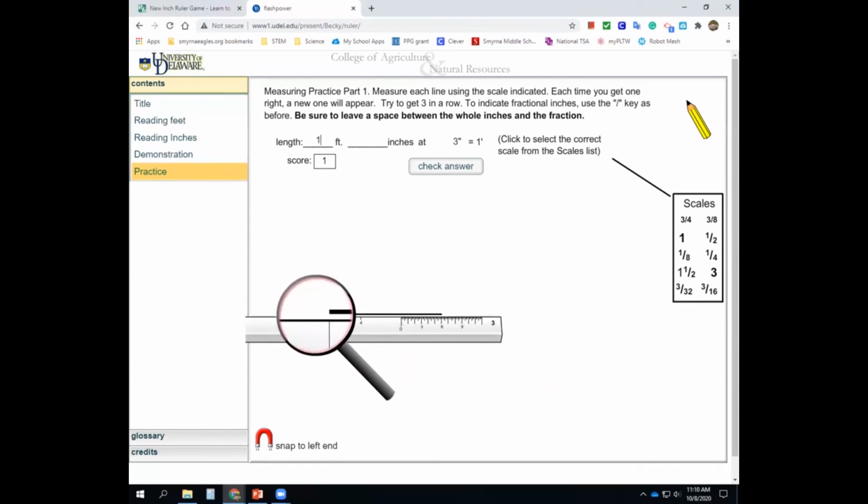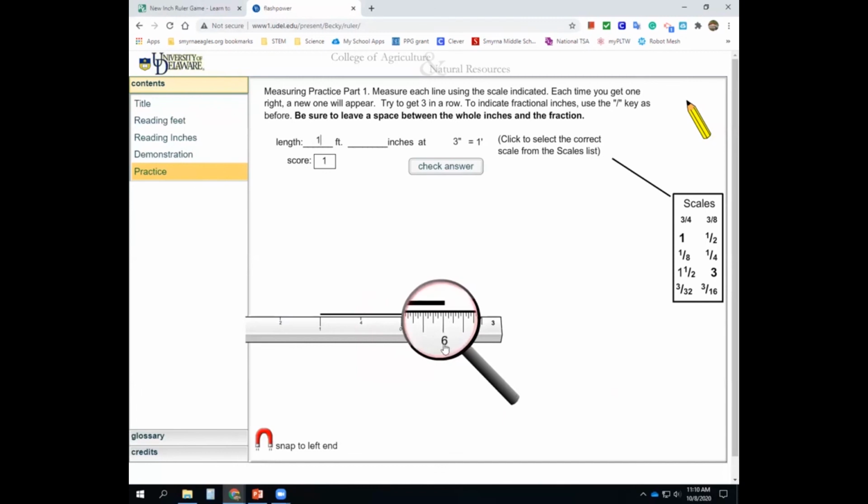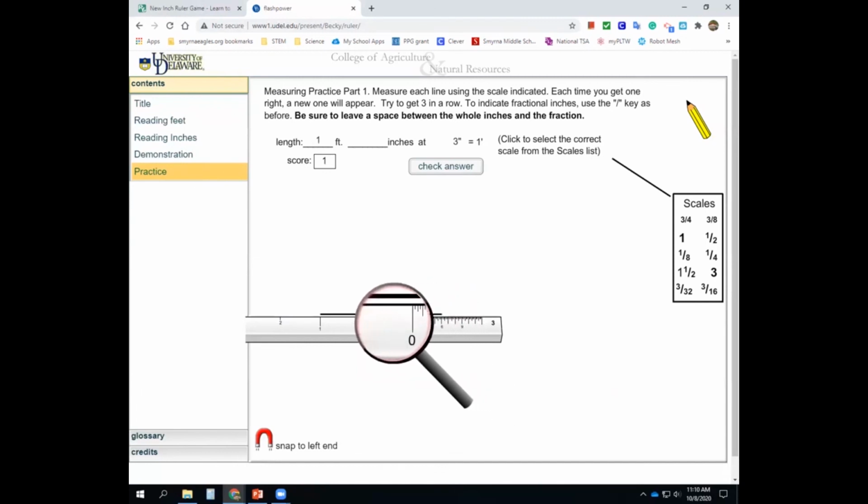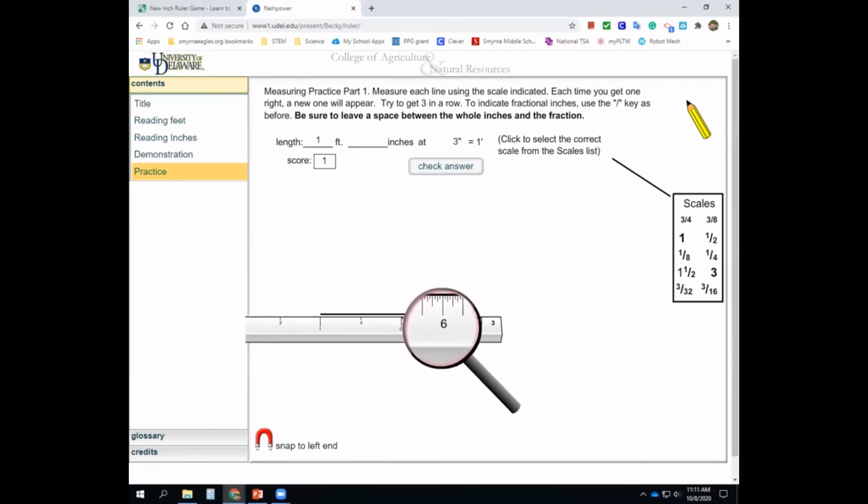All right, and so now we're going to look over here. Here we can see 0, 3 inches, 6 inches, 7, 8, 9 is here. So this is a half. I think it's pretty close to 6 inches. So just have that right there. Type in your 6 inches, and then check your answer. And I was right.